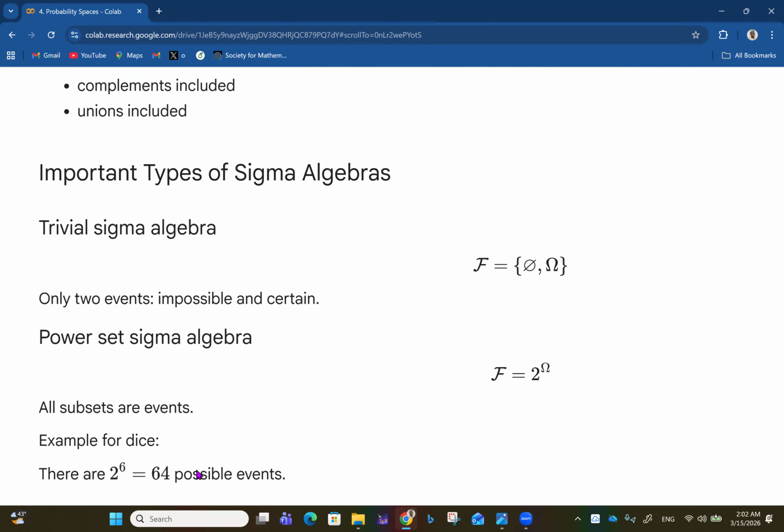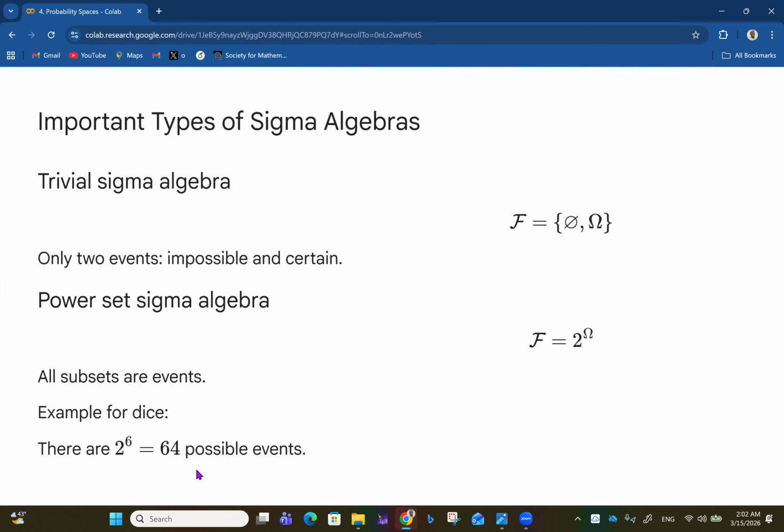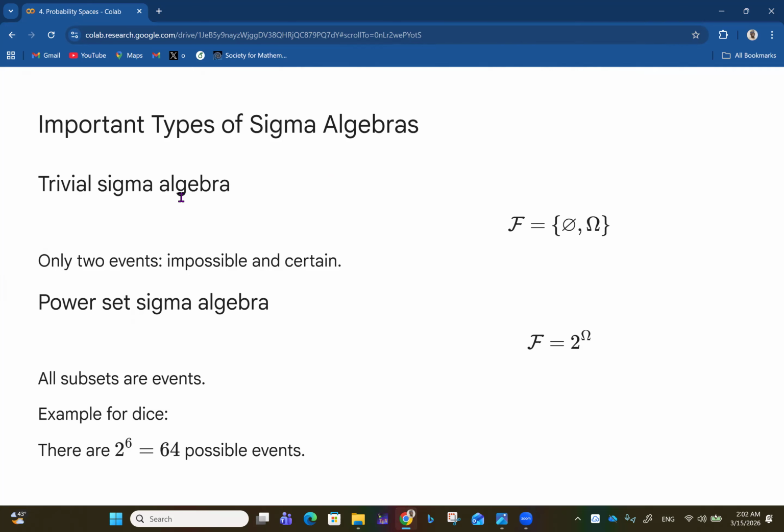So then we talk about important types of sigma algebras. You can have the trivial sigma algebra, which contains just the empty set and the sample space. So only two events: you have the impossible event and the certain event, basically. That's the trivial sigma algebra.